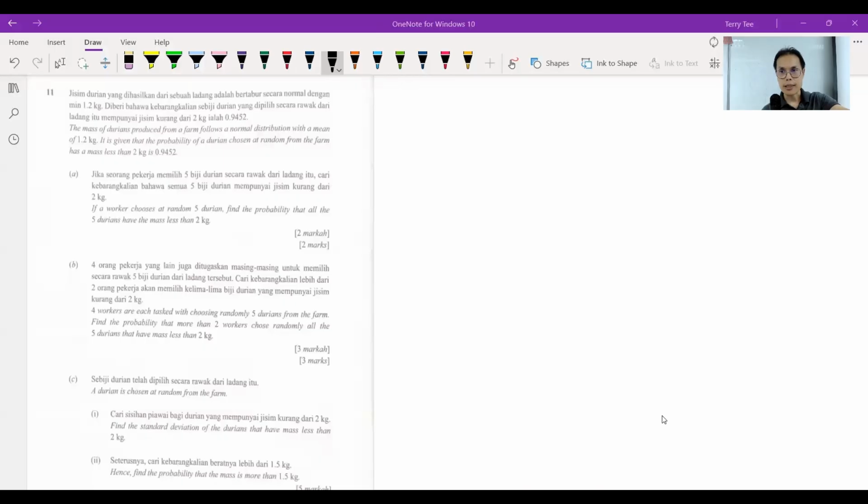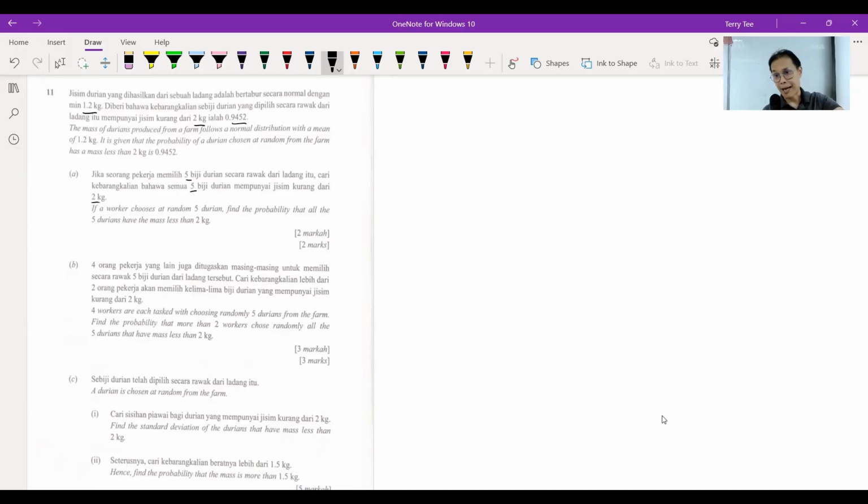Jisim durian yang dihasilkan dari sebuah ladang bertabur secara normal, mean or average 1.2 kg. Kebarangkalian sebiji durian dipilih secara rawak. The probability a durian chosen randomly has jisim kurang dari 2 kg is 0.9452. So, okay, jika seorang pekerja memilih 5 biji durian secara rawak, cari kebarangkalian semua 5 biji durian jisim kurang daripada 2 kg. Okay, so this is a confusing part.